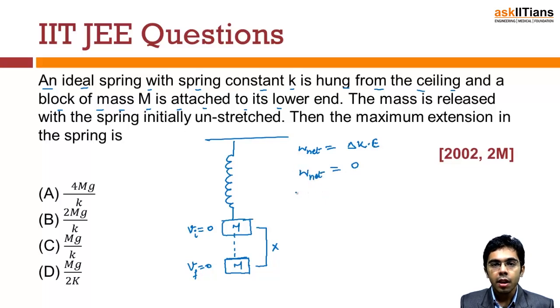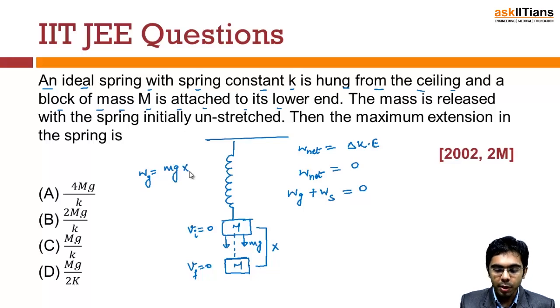So if we look at the complete system, there are two forces, that is the gravity force and the spring force. So we can say that the work done by gravity plus the work done by the spring comes out to be equal to 0. Now let's check what we are getting for the work done by gravity and the work done by the spring. Since mg is acting in the downward direction for the block, and the displacement is also in the downward direction, the work done by gravity will simply come out to be mgx.